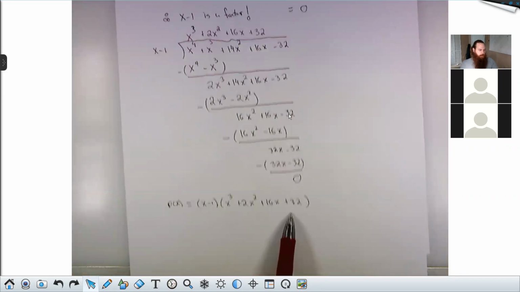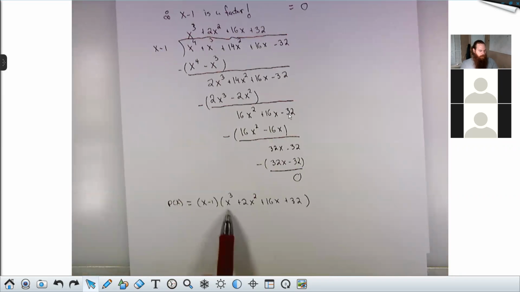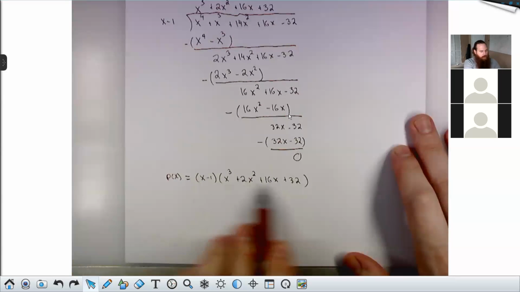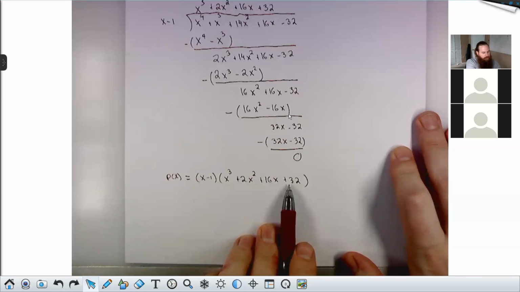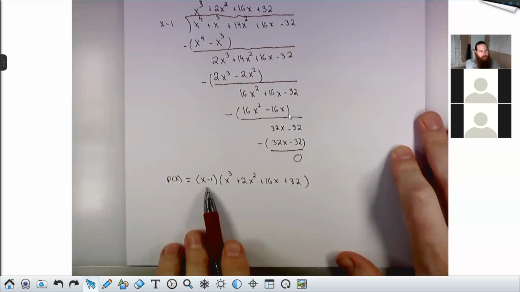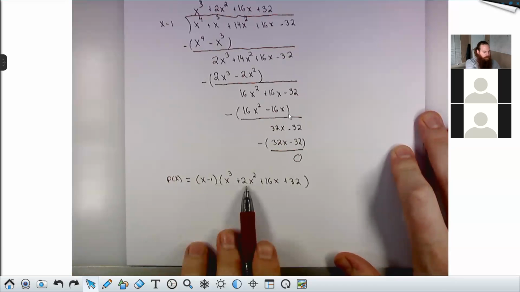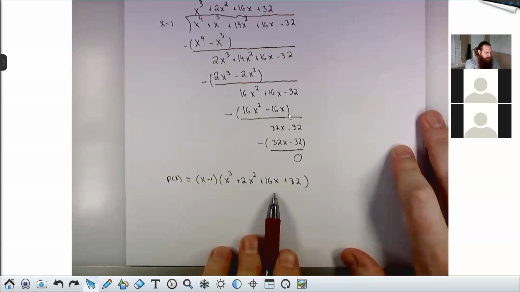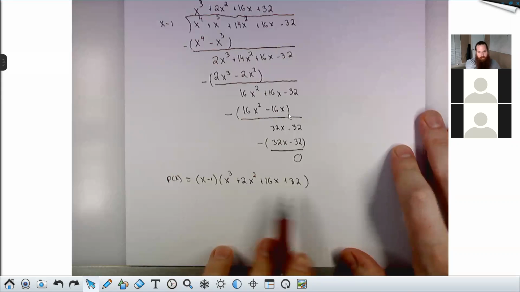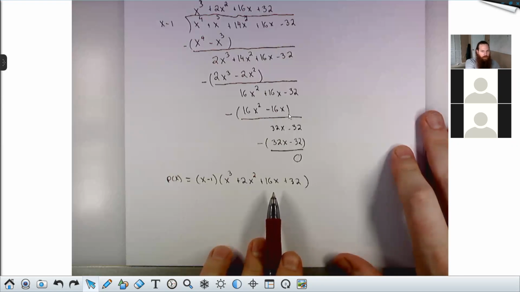Since the lead coefficient and constant term are still 1 and 32, my list of p's and q's would be the same. I can try checking 1 here again by plugging in x equals 1, because maybe this is a repeated factor. 1 plus 2 is 3, plus 16 is 19, plus 32 is definitely not 0. We could try negative 1 using synthetic division.